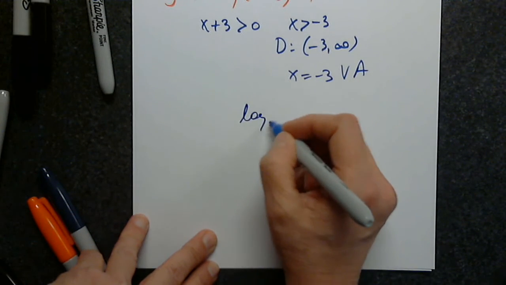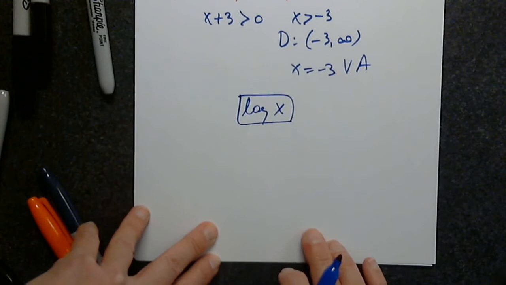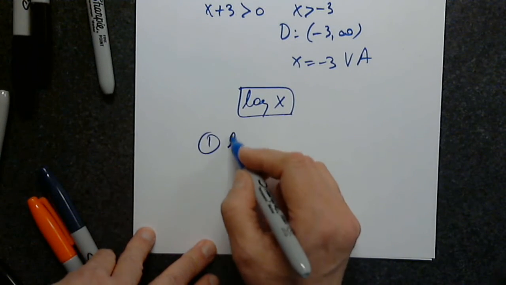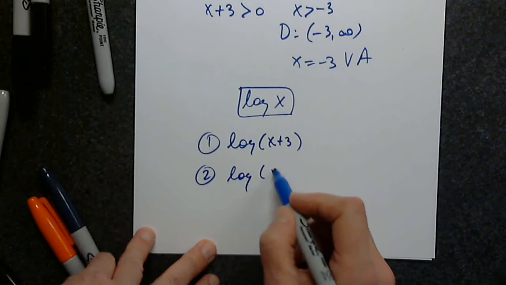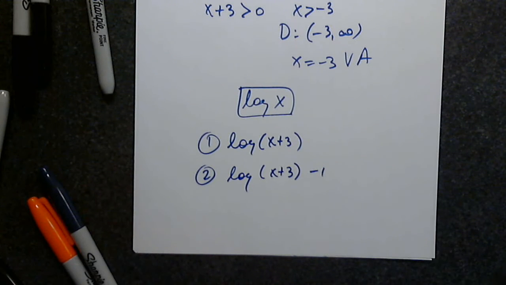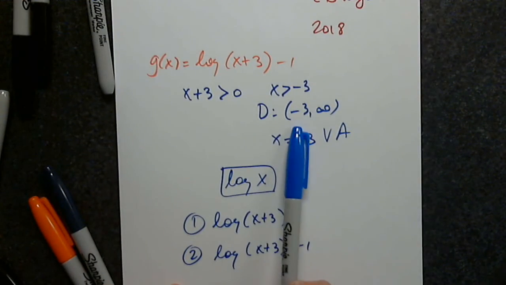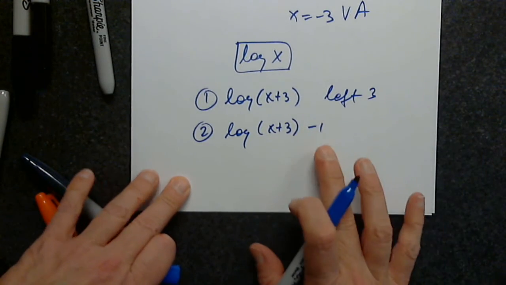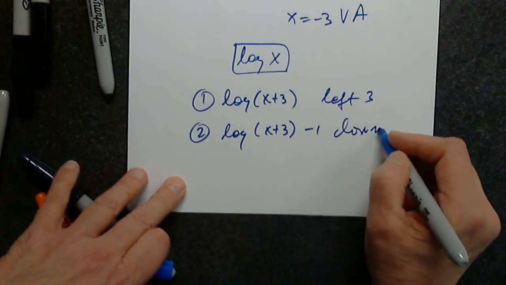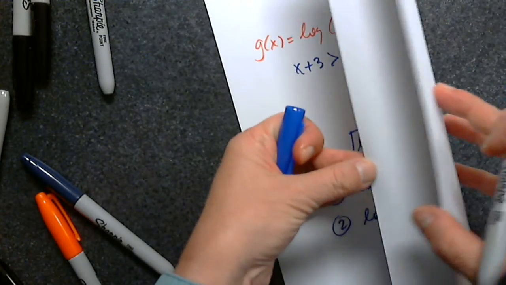So obviously, the base function is log x. Then I have number 1, which is log x plus 3. And number 2, which is log x plus 3 minus 1. So there are only 2 transformations on this function. The first one would do what to the base function? Left. That's why I started with the domain from the beginning, so I don't make an error, right? So this is left 3, and this is down 1. Excellent.